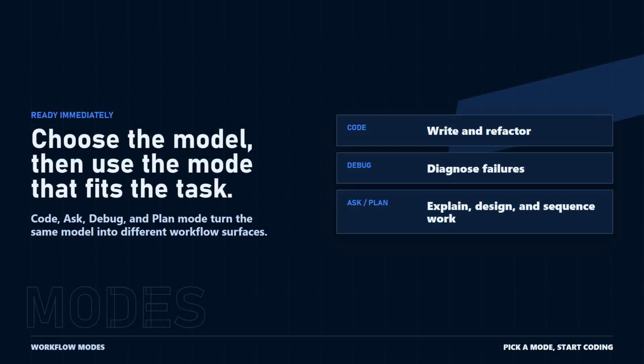Choose your model: search or browse to find and select your preferred model. Start coding, use code, ask, debug, or plan mode. The model is ready immediately.